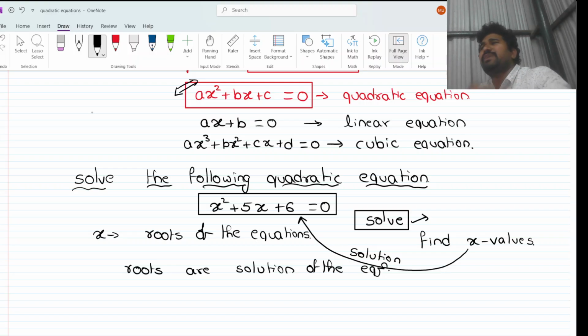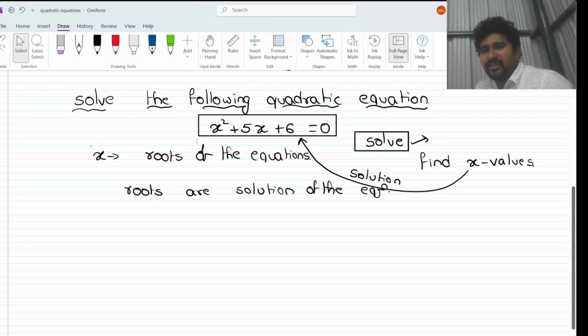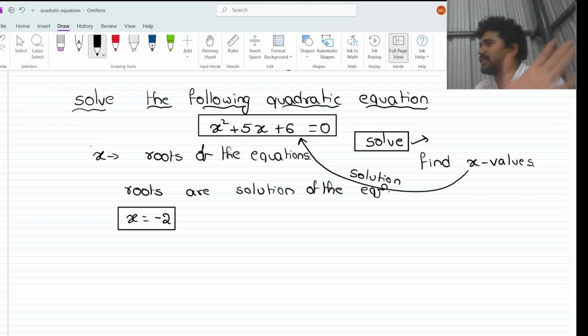First I am doing it by the guessing method. I am just guessing, I am not solving. Let me choose x is equal to -2. Just a guess, no method. Check whether x is equal to -2 satisfies it. Substitute this value in the equation.